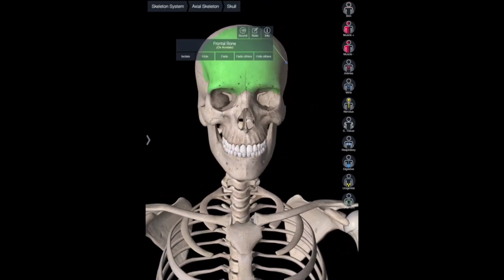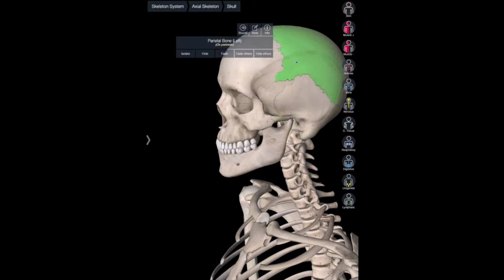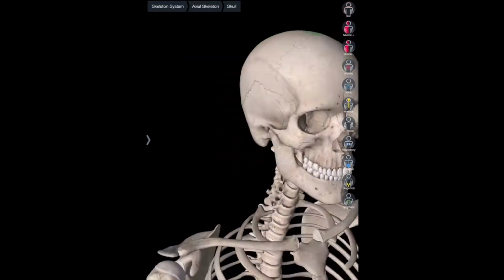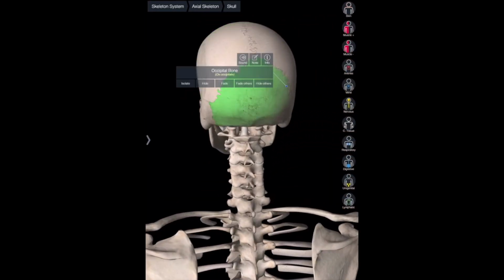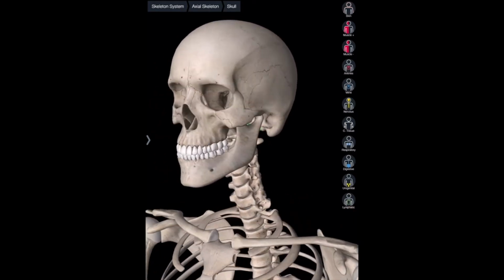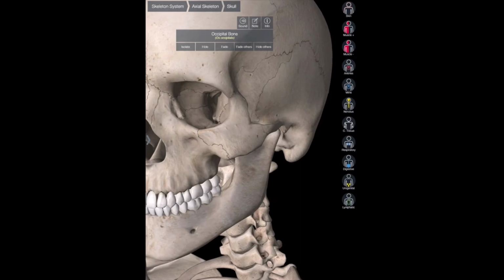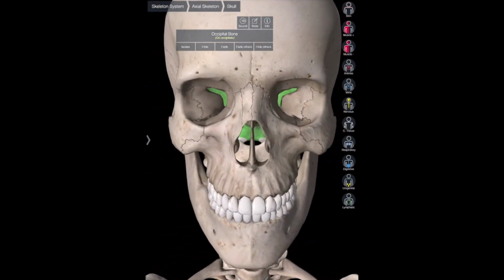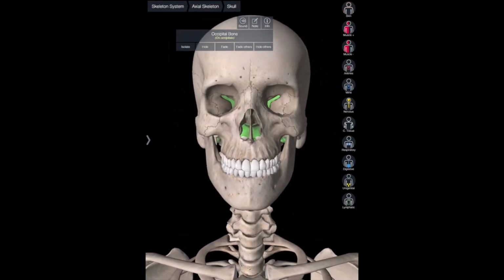So we have the frontal bone, that's 1. We have the sphenoid bone, that's 2. We have 2 temporal bones, so that's 3, 4. 2 parietal bones, that's 5, 6. We have an occipital bone, that is 7. The ethmoid bone is the other one. That's 8. Those are the bones of the cranium. Those are the cranial bones. So that was 8 cranial bones.